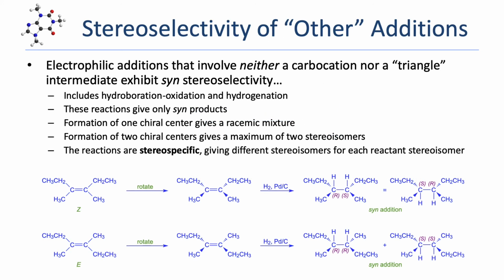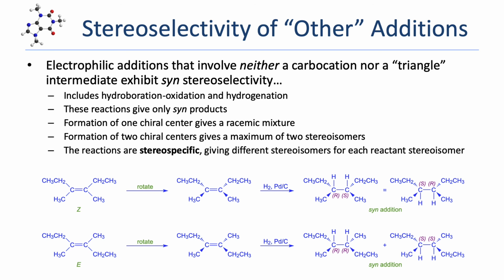So we've seen that the electrophilic addition reactions that occur under acidic conditions and go through a discrete carbocation are not stereoselective, giving a mixture of both syn and anti-products. And we've seen that the addition reactions that go through a triangular intermediate are anti-stereoselective, giving only anti-addition products. Conveniently, the remaining reactions all exhibit syn stereoselectivity, and that includes the hydroboration-oxidation and the hydrogenation reactions. Once again, looking at the reaction mechanism can explain this observed syn stereoselectivity.